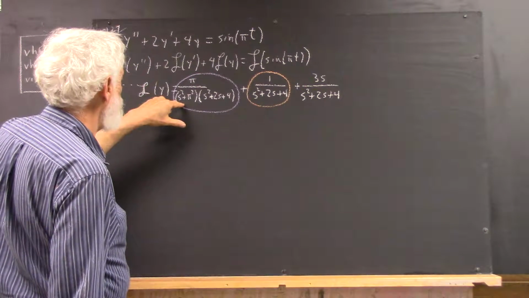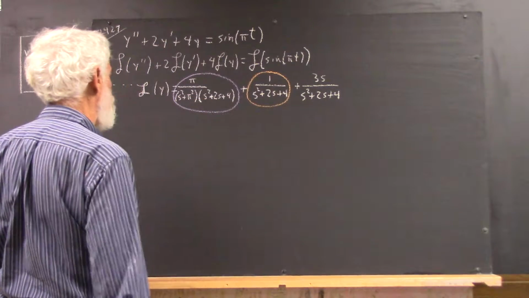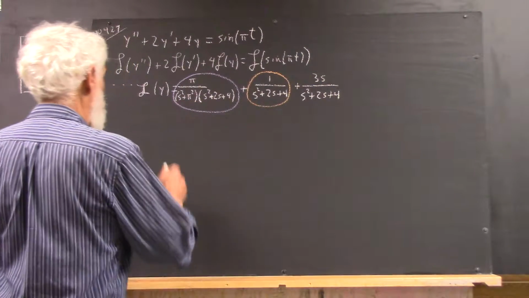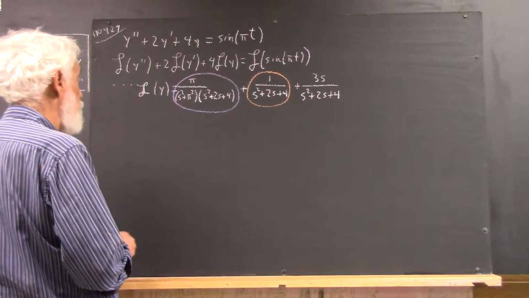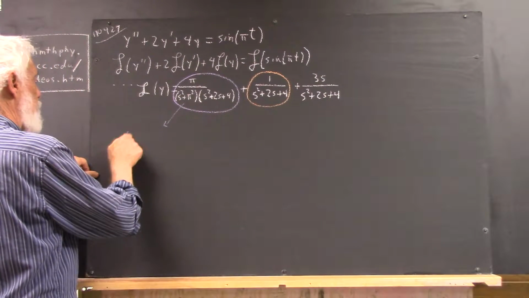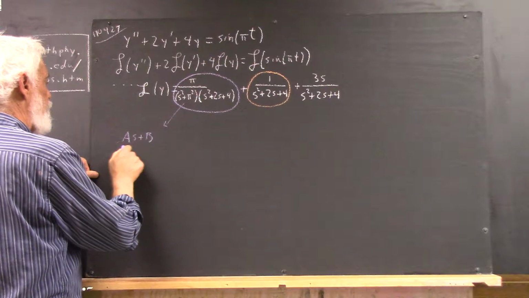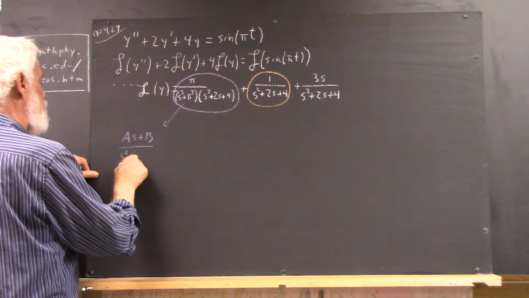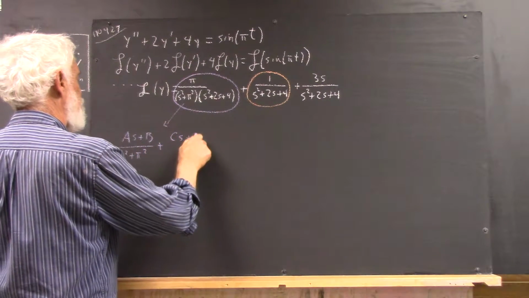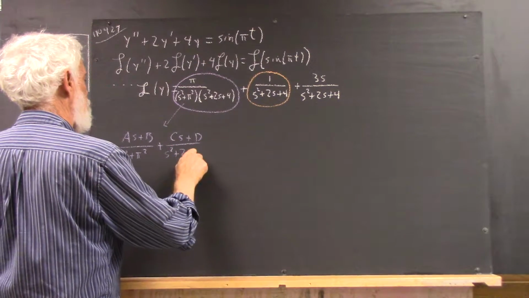But we're not sure what we're going to do with this, but the one thing we are sure of is we want to split this and this. So what we do is we just do a partial fraction. So we're going to say that this is of the form (As + B)/(s^2 + pi^2) + (Cs + D)/(s^2 + 2s + 4).